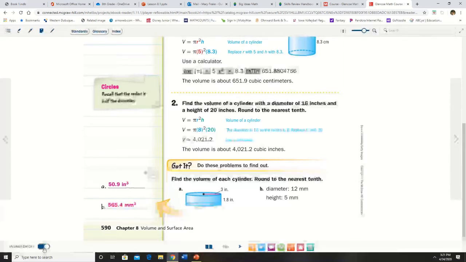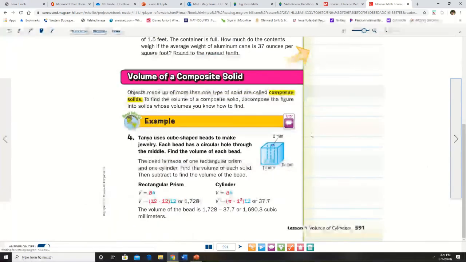After you have paused your video and come back, I have put up the answers for questions A and B. So you will notice the cylinder for A, your answer should be about 50.9 cubic inches. And then for B, when you found the volume of that cylinder, we should have gotten 565.4 cubic millimeters.